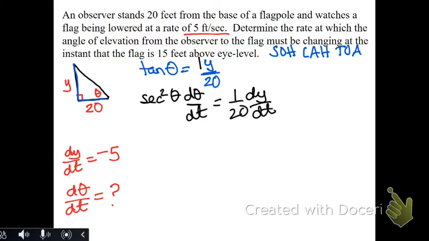Remember, we're doing the derivative with respect to time, so the only variable you can differentiate is a t, and there are never any stinking t's. All right, now we've got to fill in all this stuff.